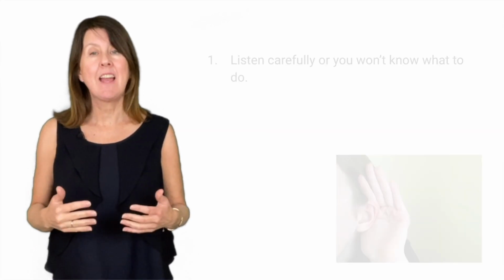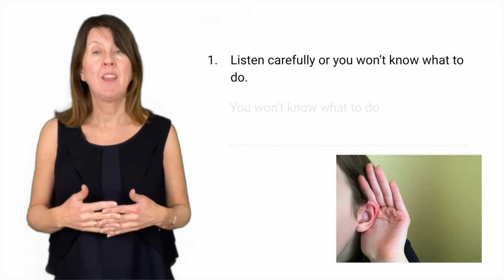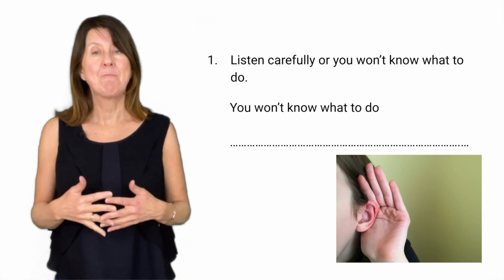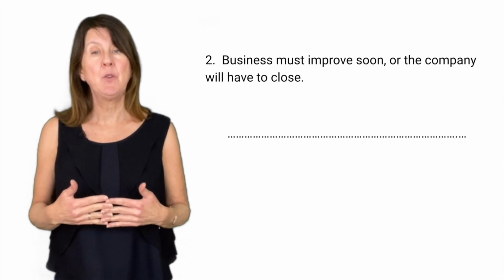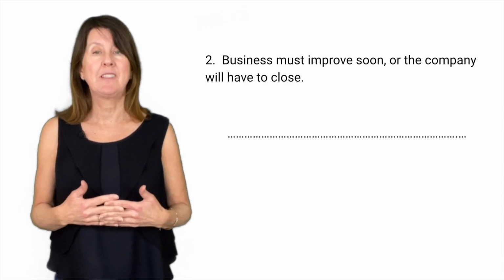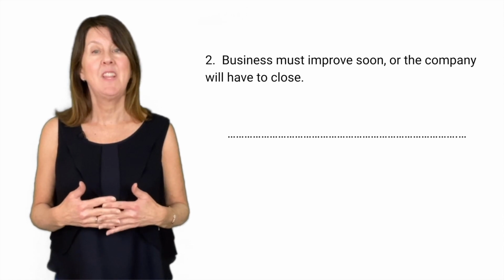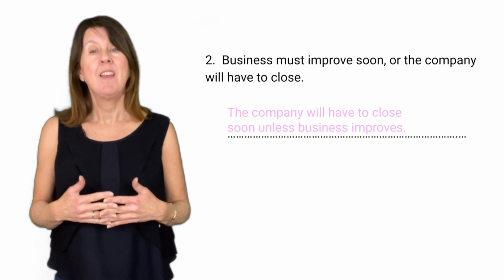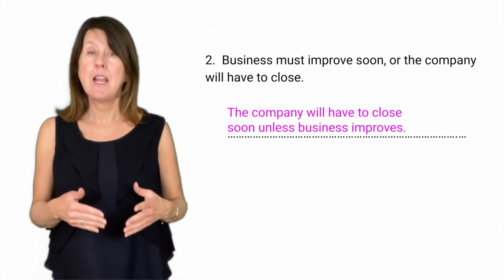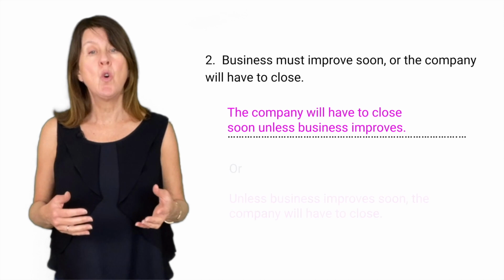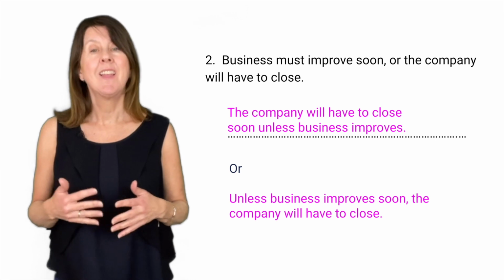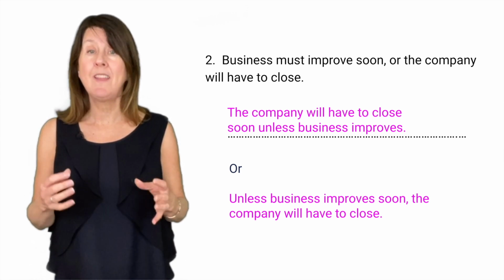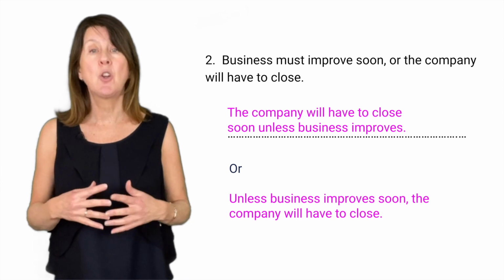1. Listen carefully or you won't know what to do. You won't know what to do, blank. Unless you listen carefully. 2. Business must improve soon or the company will have to close. There are 2 possible answers here. The company will have to close unless business improves soon, or unless business improves soon, the company will have to close. Notice when the subordinate clause with unless comes first, you need a comma.